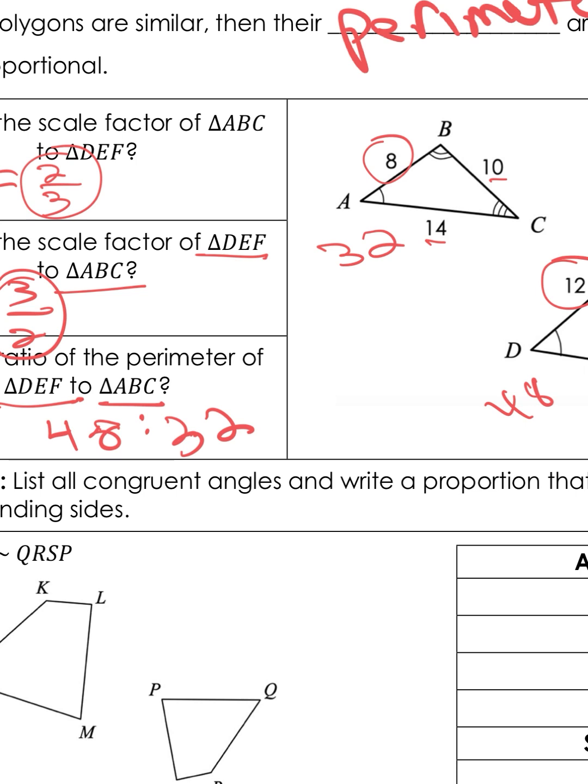Let's do it as a fraction. 48 divided by 32. What does that come out to when you reduce it? It's 3/2. Right? Because what I'm telling you is, no matter what you do, no matter which set of sides that are corresponding, or even the perimeters, they always will have the same scale factor, if they're similar polygons.